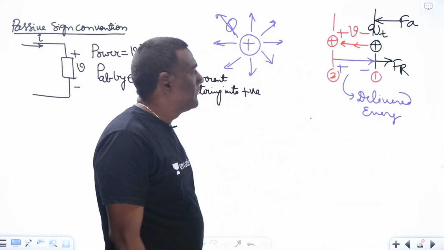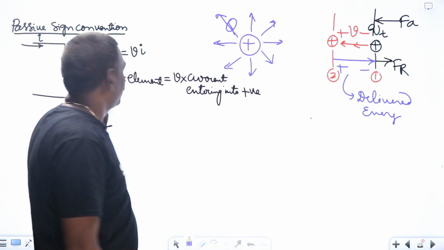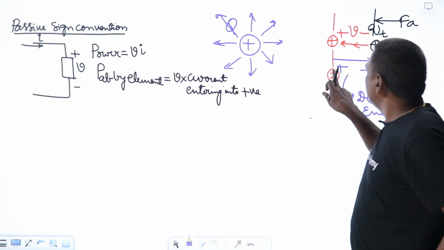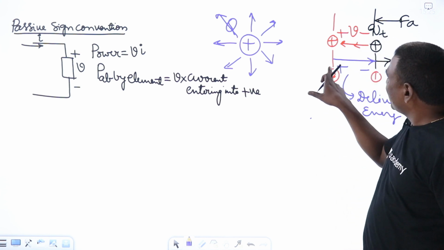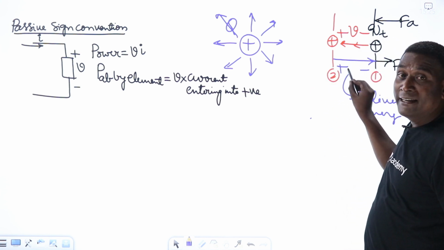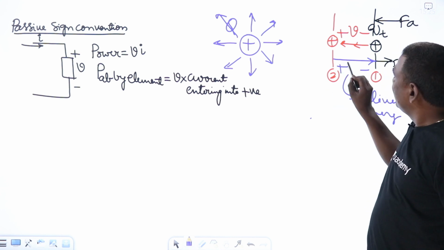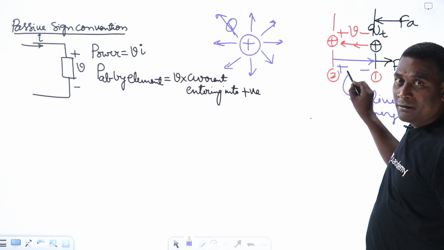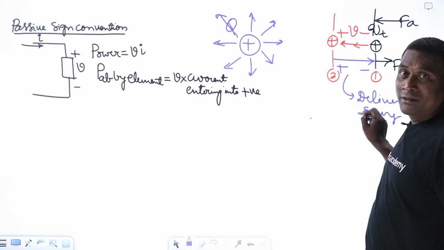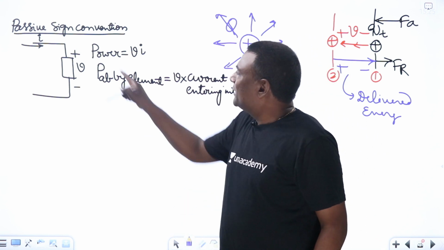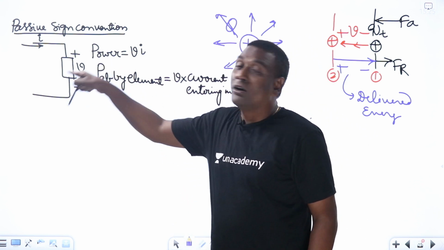Energy will be delivered. Now, if you compare this and this, you will understand one contradiction. What is that? In moving from 2 to 1, my current is in this direction and current is entering into positive terminal. Focus on the blue. When current is entering into positive terminal, energy is being delivered or power is being delivered, because rate of energy is power. But here I have written power absorbed.